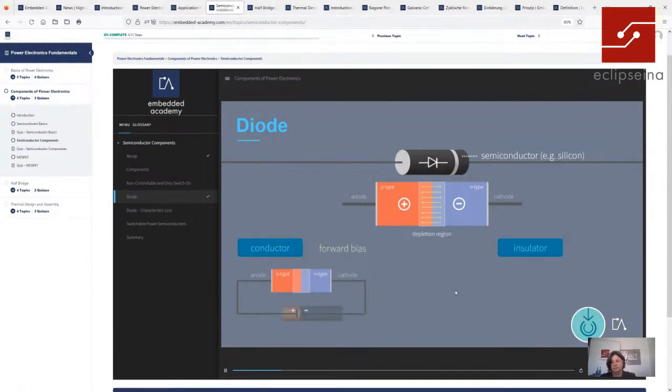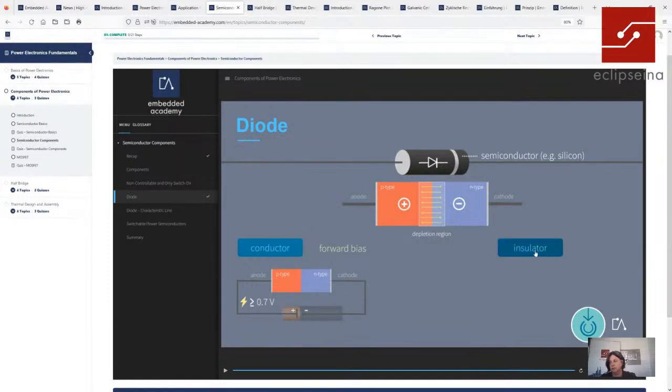This is called forward bias. The positive side of the source is connected to the anode and the negative side to the cathode. As soon as the voltage is above 0.7 volts, the inner electric field is cancelled out by the outer one. This allows the electrons to flow freely.